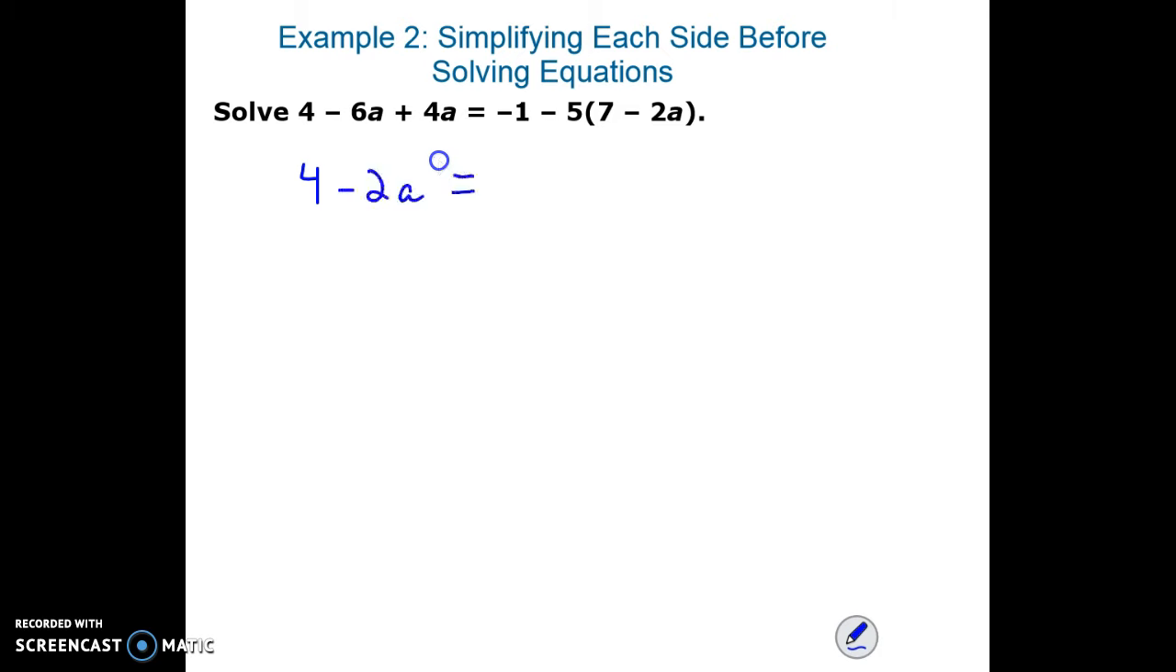Looks like my board's just a little hair off. Equals, now I've got negative 1 minus 5 times the quantity 7 minus 2a. Well, that means I need to distribute this minus 5 here and here. Right? I've got parentheses. This is multiplication. It goes to both places. So I've got minus 5 times 7 is 35, and negative 5 times negative 2a is positive 10a.